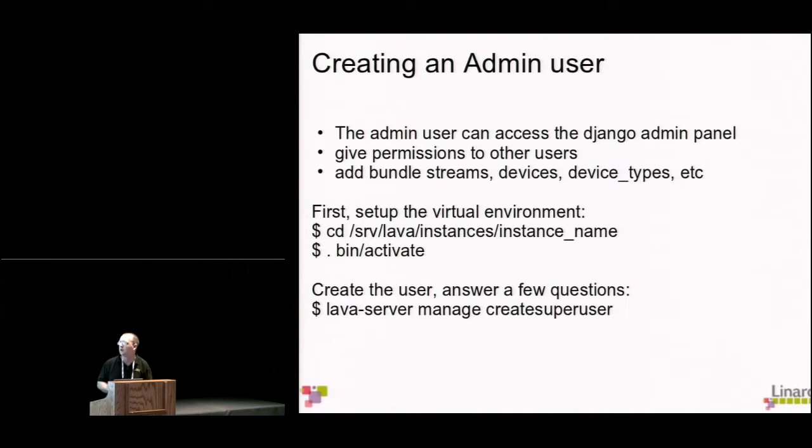And the way you do that is you go to the instance directory where it was created, srv/lava/instances, then your instance name. And this is just virtualenv. You source the bin/activate file. And that basically just sets your paths and everything correctly. Then to create the user, you run lava-server manage createsuperuser. Again, if you're familiar with Django, you've normally got this thing called manage.py for doing a lot of commands like this. And lava-server just provides a front end to that. That can also be extended to add new commands.